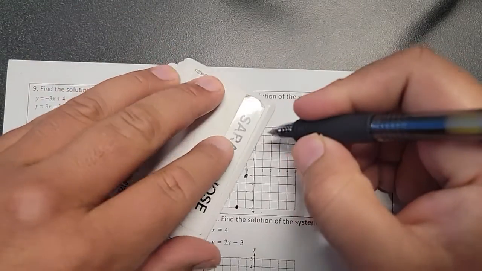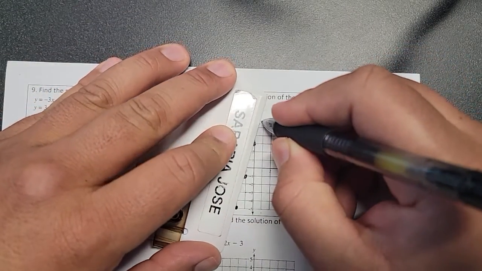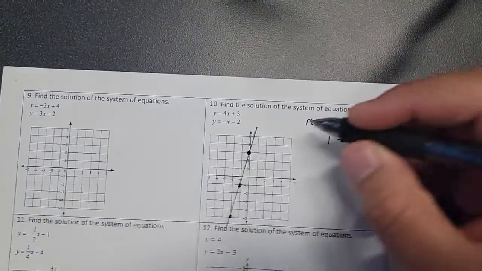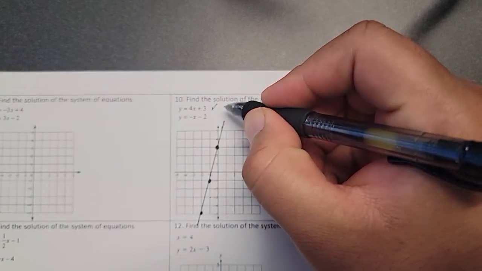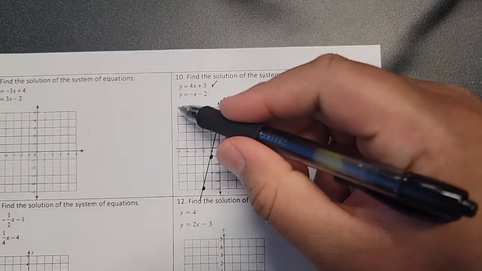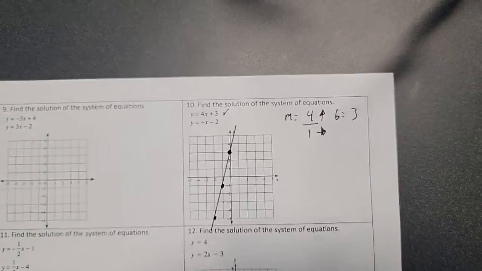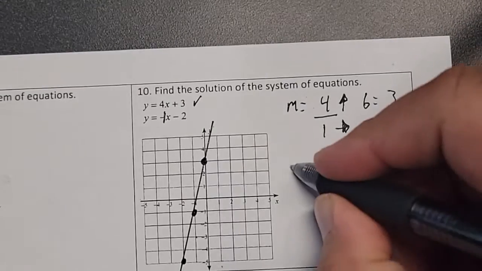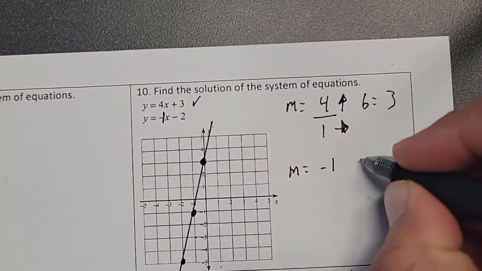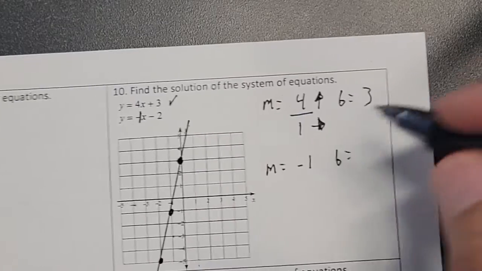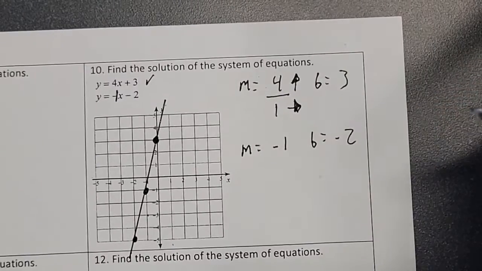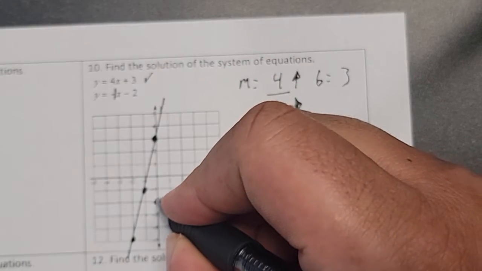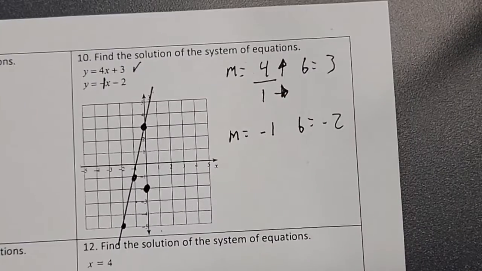Let's get something straight here. So we're done with the first one. Check. On the second one, we have a negative x. So everyone put a 1 right here. Right? So my slope is going to be -1, and my y-intercept is -2. So I know that I need to start this line at -2.